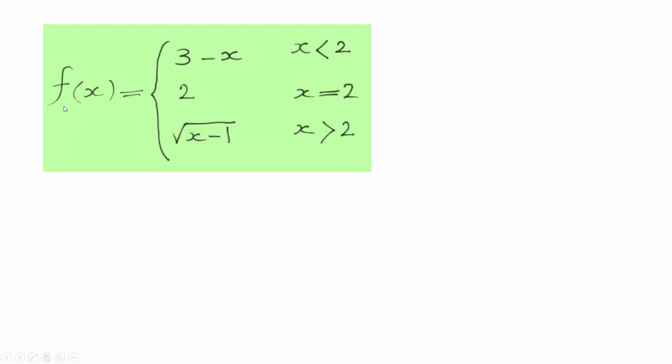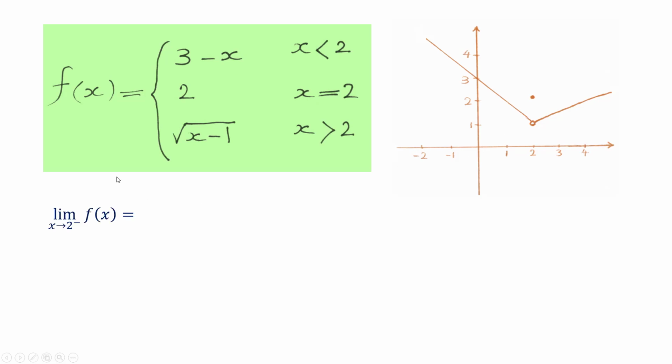Let's try another example. Again, we have a piecewise function. Our function is equal to 3 minus x when x is less than 2. When x is greater than 2, our function is equal to the square root of x minus 1. And when x is equal to 2, our function is equal to 2. Also, here you can see a graph of this function. The question is, what is the limit of this function as x approaches 2 from the left?